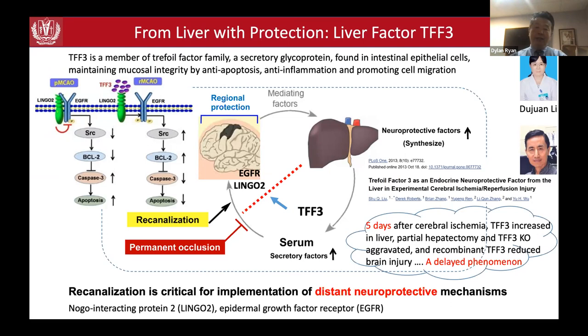I can say this guy probably had the same trouble publishing, because after 5 days, what are you saving? Penumbra already died 4 days ago, right? So he had to publish in PLOS One. But we feel like this is a great idea. So we drew this: from the liver, TFF3 is released into serum, especially after stroke. There's a signal, I don't know what signal. After cerebral ischemia, something is triggered, and the liver begins to produce and release TFF3.